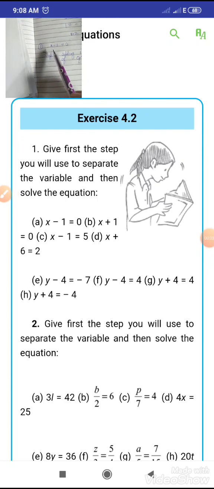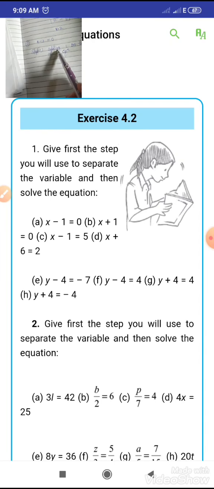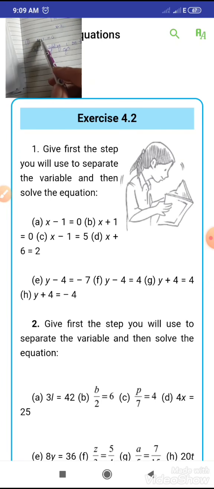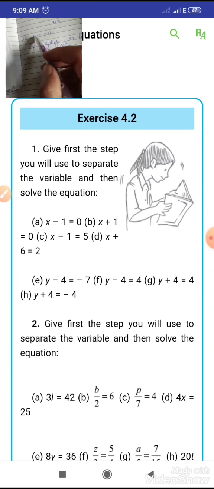Now the question arises how many numbers are added or subtracted in this equation and which operation should we use for separating the variables. It depends upon our equation. This equation holds a minus sign, so we use the addition operation in this equation. If the equation holds a positive sign, plus sign, then we use the subtract operation.